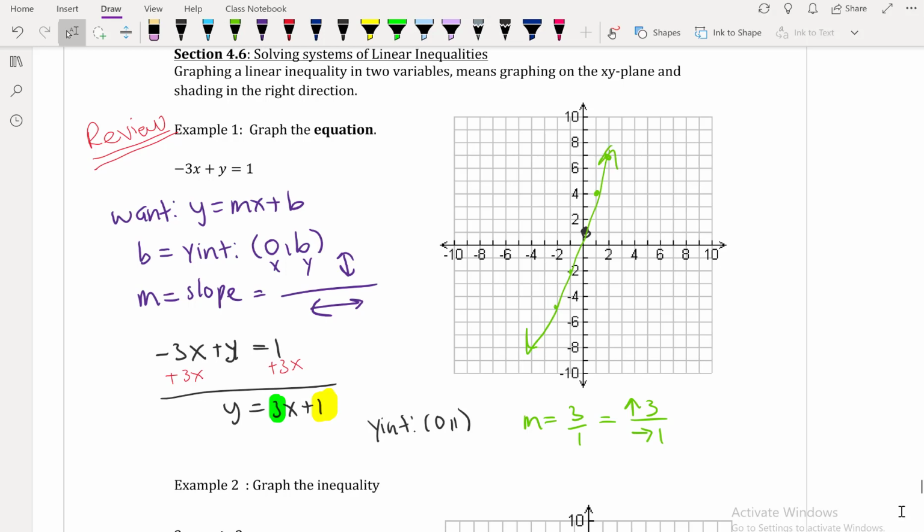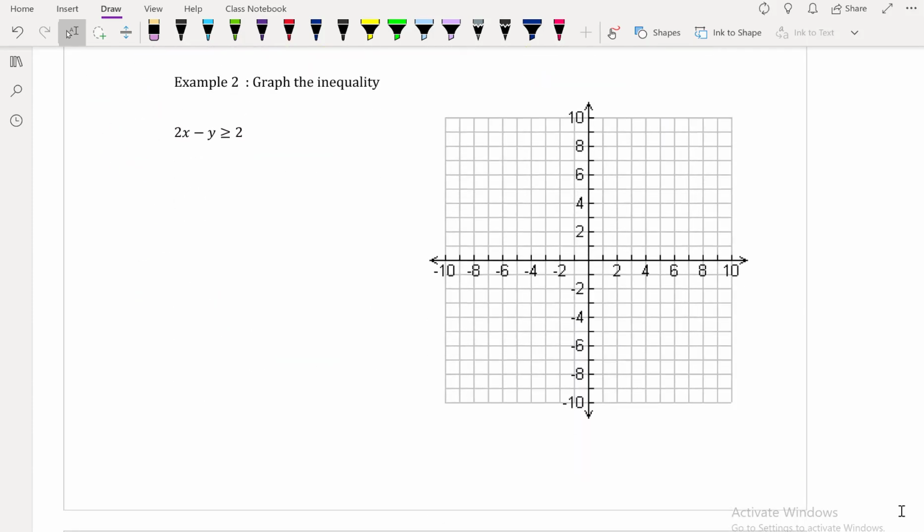And so hopefully it's a straight line more or less. Remember, this is nothing new. Hopefully you already know how to graph a linear equation. It was just a quick review I wanted to give you. Now here's the new part.